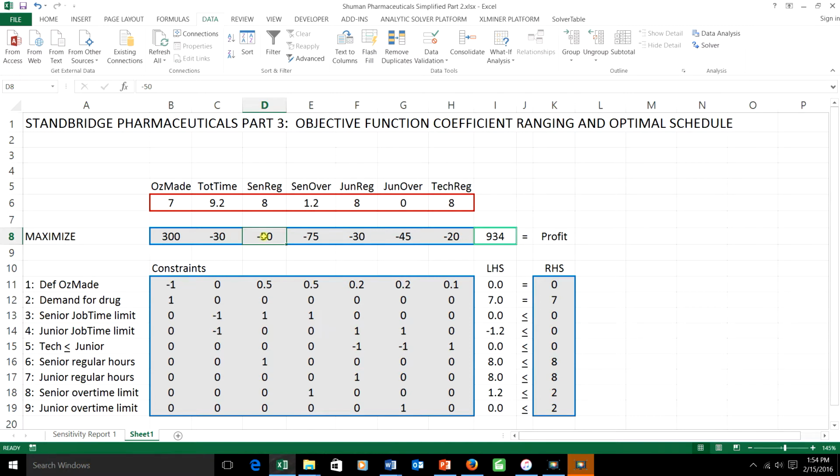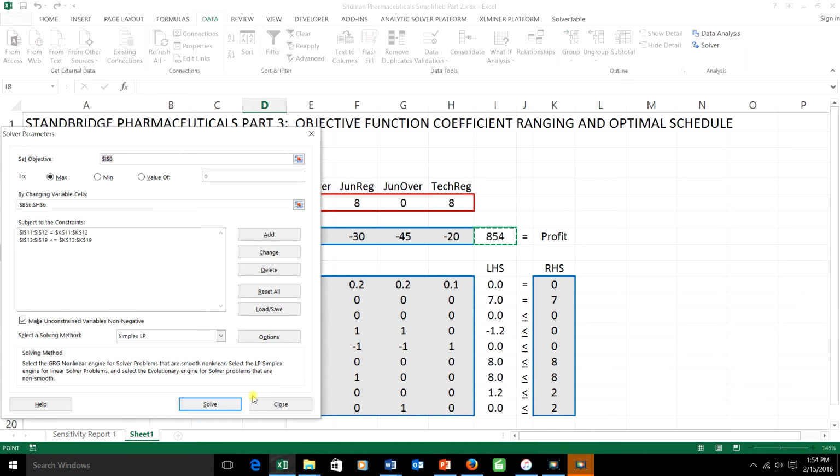If I change this number right now from negative 50 to negative 60, you'll notice that my profit, negative 934, is going to change. It changes to 854. Not surprisingly, I'm paying that chemist more money per hour. He's working 8 hours, and so I'm making less money. But the question is, is this really the new optimal solution? After all, if I'm paying the senior chemist more money, maybe I want to do something different. Well, let's find out from Solver whether I really do.